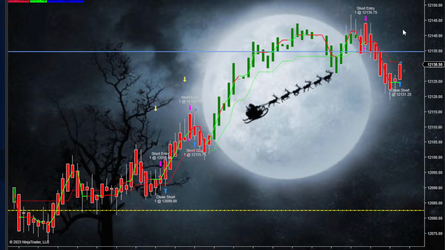So, all right, it hit the offset there. So now it's red 200 on the day.